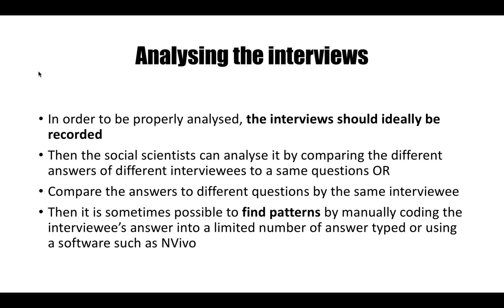When the interviews have been conducted, the social scientist can analyze all the answers. This can be done by comparing what has been said by different interviewees for the same question, or by analyzing the links or contradictions in the different answers of the same interviewee. Most of the time, both should be done. When there are few interviews, the social scientist can do this by himself, just with a pen and a paper. But when there are many interviews, this is not always possible.